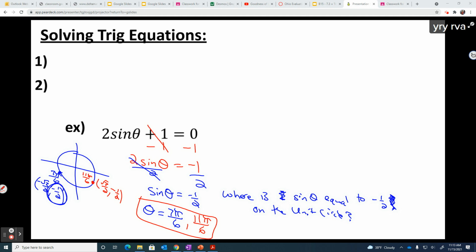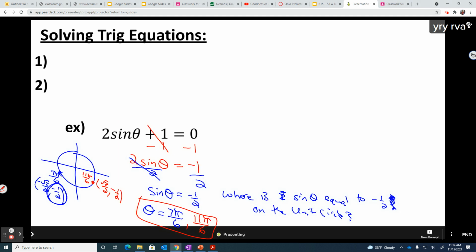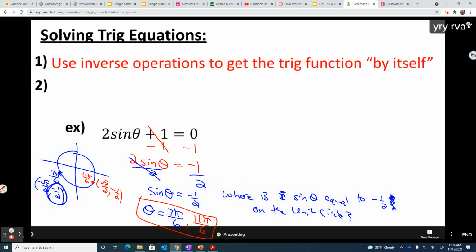So we're kind of working in reverse from what we've done before. We're getting the sine of theta by itself, and then instead of saying, here's your radian value, give me the coordinate, we're saying, here's the coordinate, what's the radian value? So it's just kind of answering the opposite question. And so really just kind of 2 basic steps we've done. If you like to write down steps, go for it.